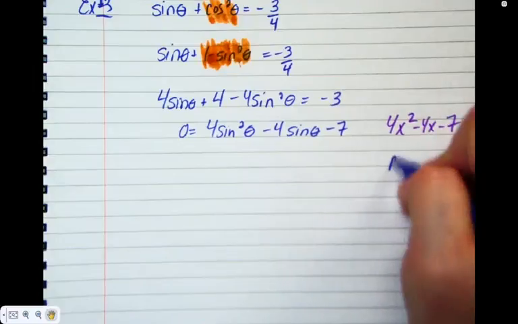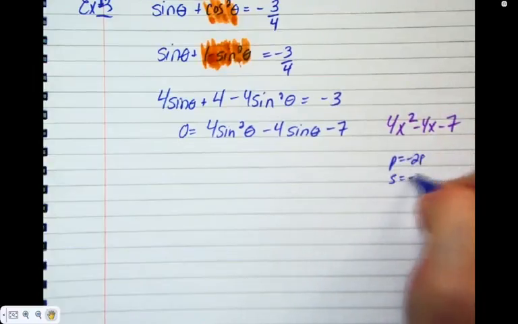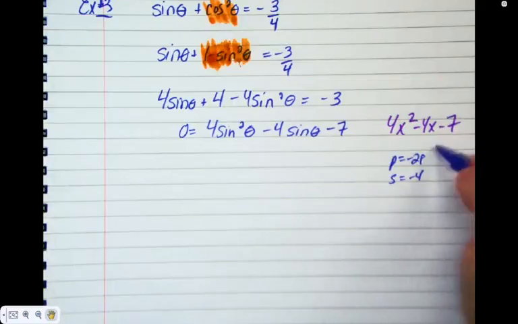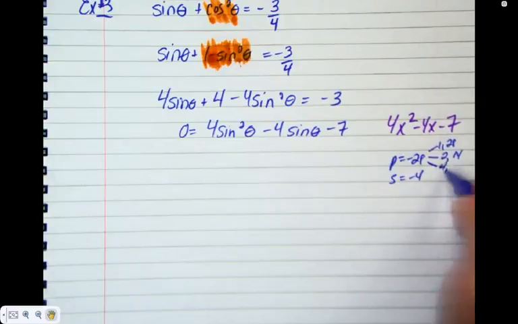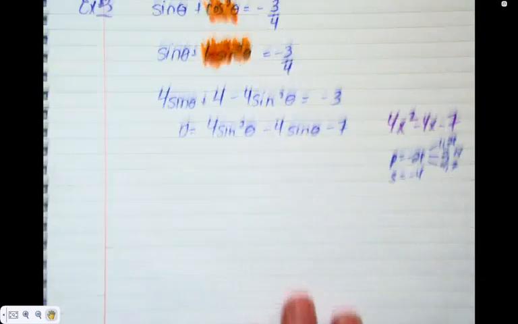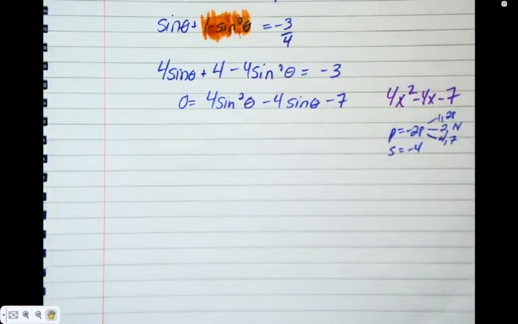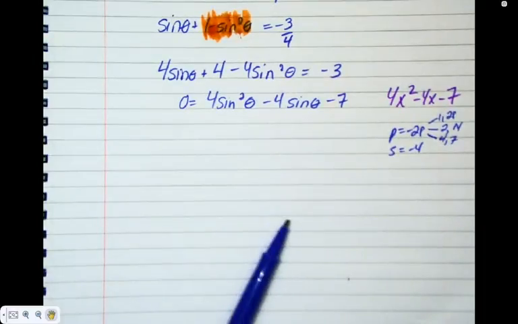Okay, product is -28. Sum is -4. Factors of 28: 1 and 28, 2 and 14, 3 and, nothing, 4 and 7, 5, 6, 7. Okay, so we've got all the factors. So what's the combination that's going to add or subtract to give me -4? Oh, people are like, Joe, what does this mean if we can't factor? Quadratic formula.